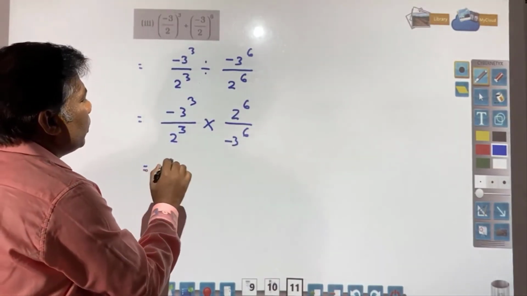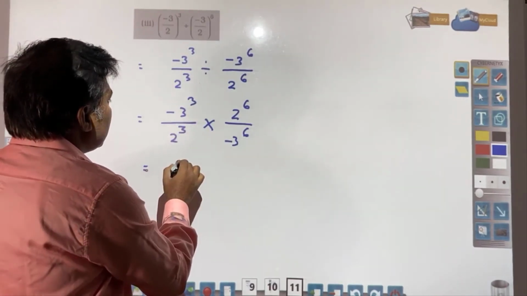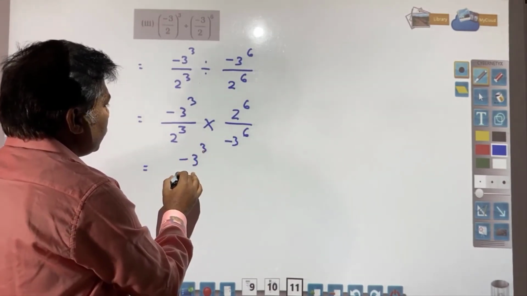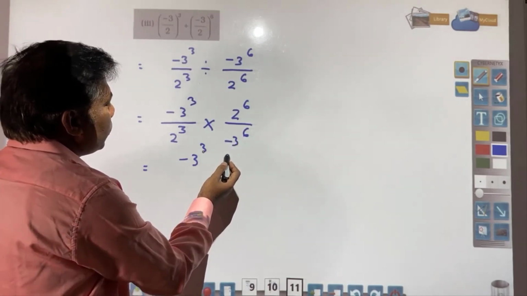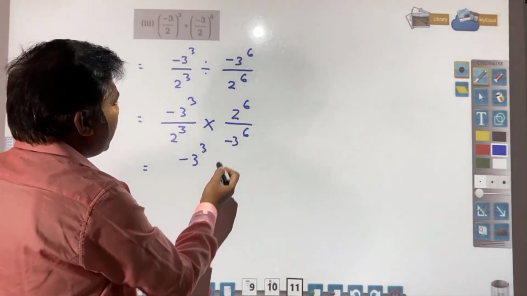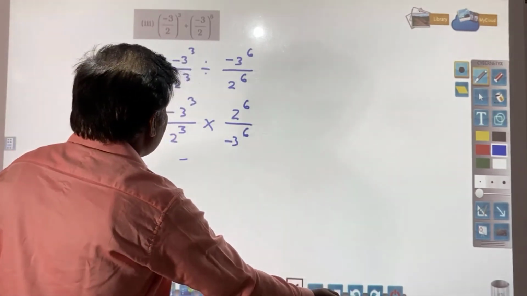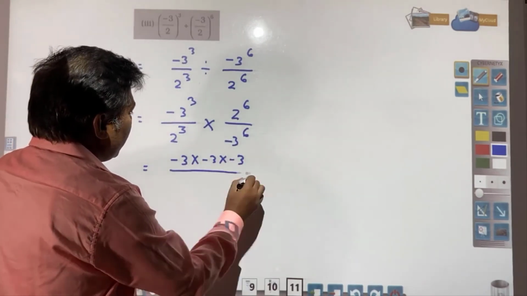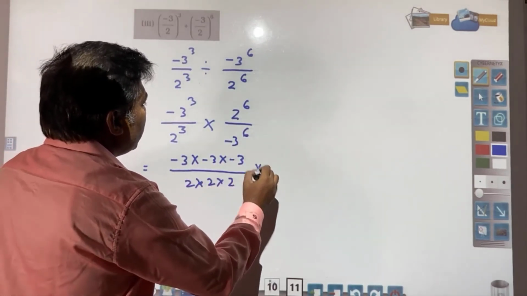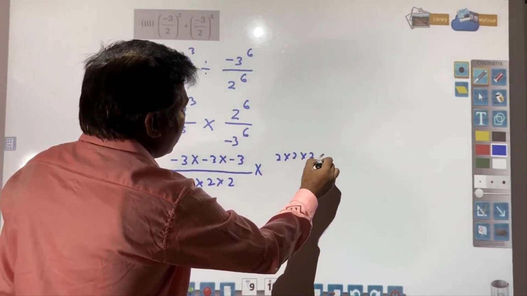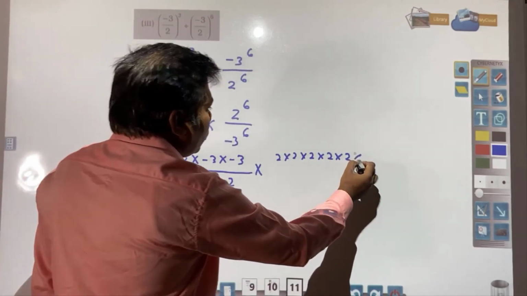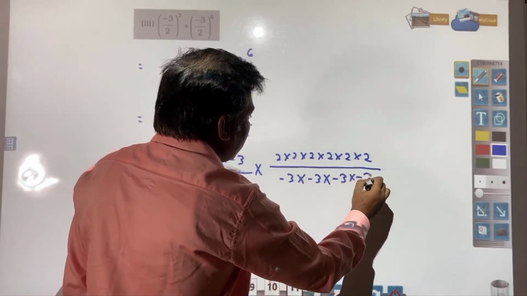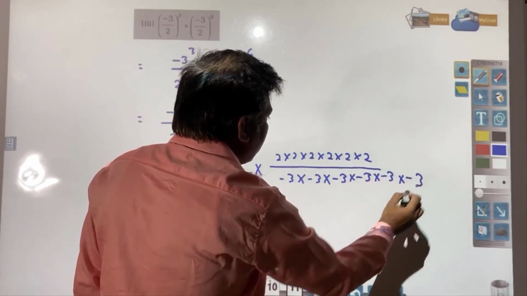Here you see, this will be minus 3 to the power 3, and this will be, just you see, minus 3 to the power 6 will be positive if you are multiplying this. Or simply, as we had done in the same way, you do it this way: minus 3 into minus 3 into minus 3 divided by 2 into 2 into 2 into 2 into 2 into 2 into 2 divided by minus 3 into minus 3 into minus 3 into minus 3 into minus 3 into minus 3.